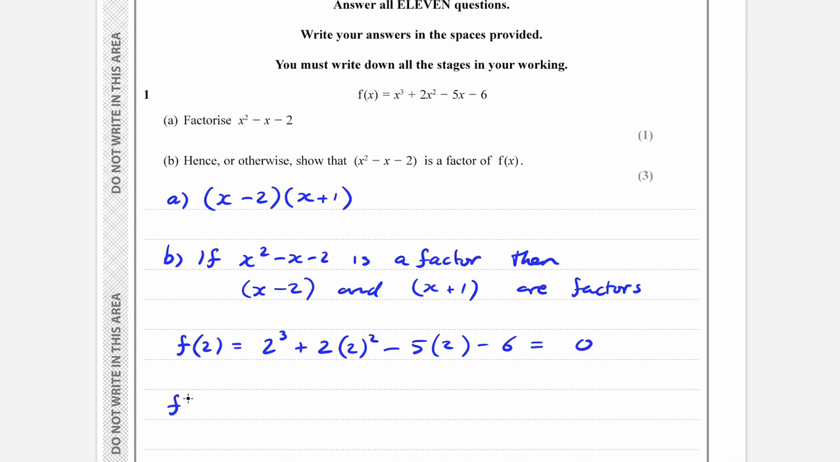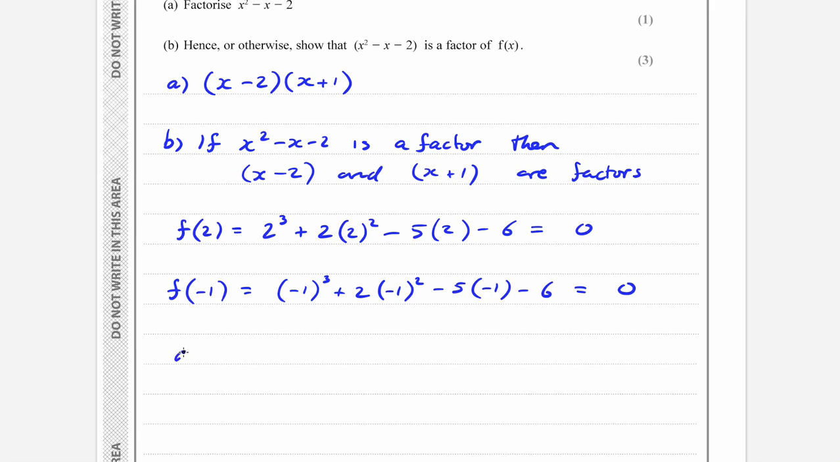And I should also get f of negative 1. So f of negative 1 is negative 1 cubed, plus 2 times negative 1 squared minus 5 times negative 1 minus 6. This equals, that's negative 1. This is plus 2, so now that's 1. Plus 5 is 6. 6 minus 6 is 0. Therefore, they are both factors.